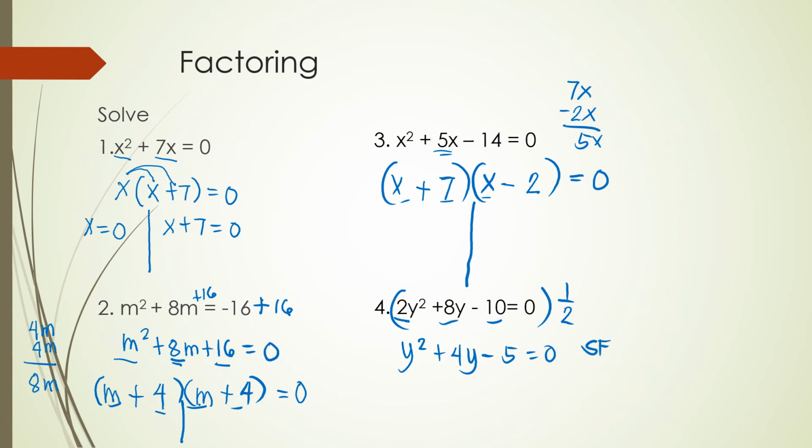Mas madali. So, ang gagawin nyo lang is to factor out. What are the factors of y squared? That is y and y. Factors ni negative 5 na gagamitin natin, you have 5 and then 1. 5 is positive and 1 is the negative. So, factor nyo lang is equal to 0. Then, using the zero product property, you're going to continue the given.